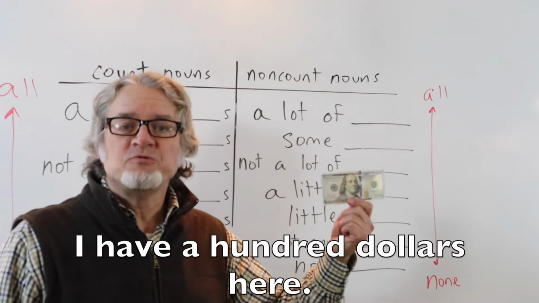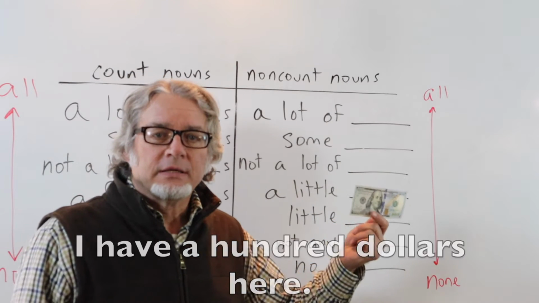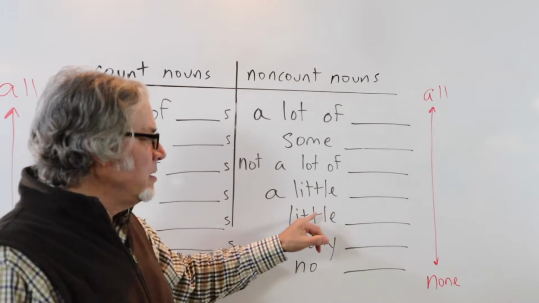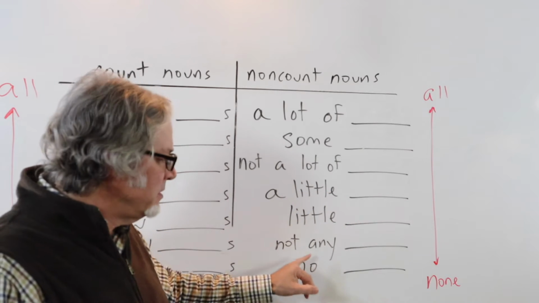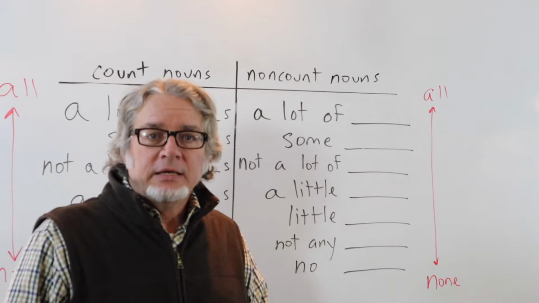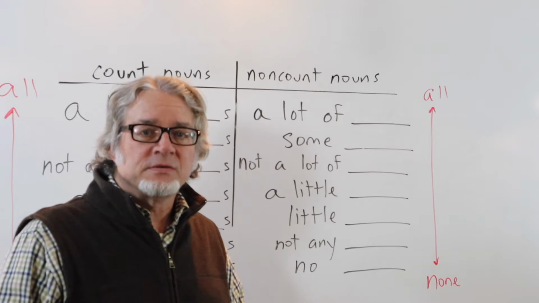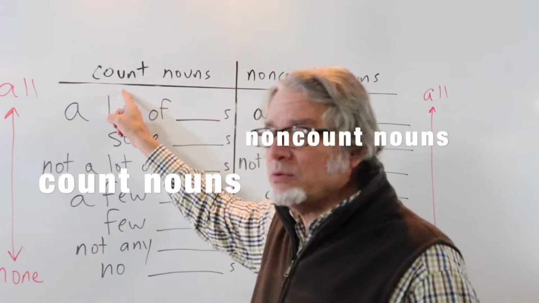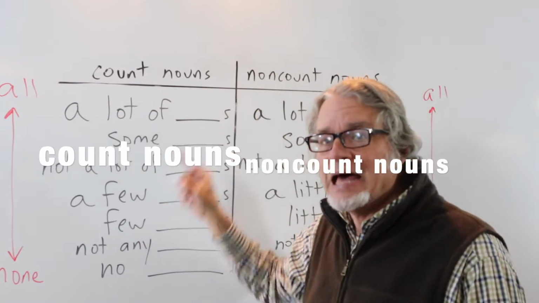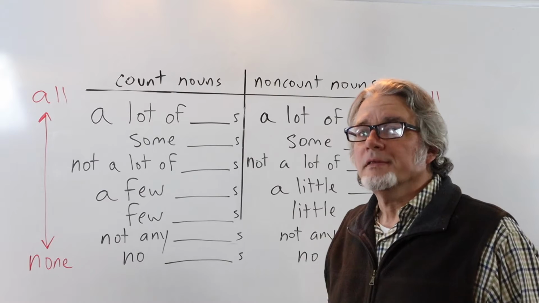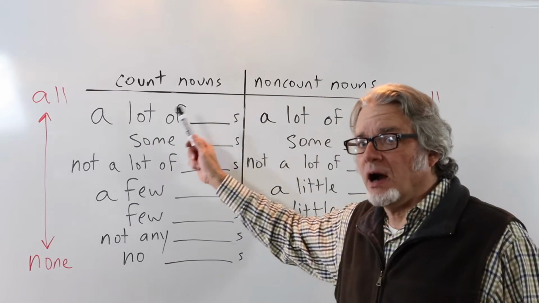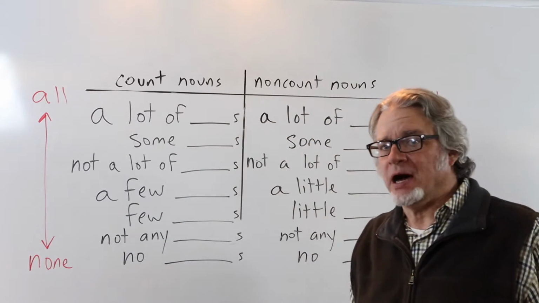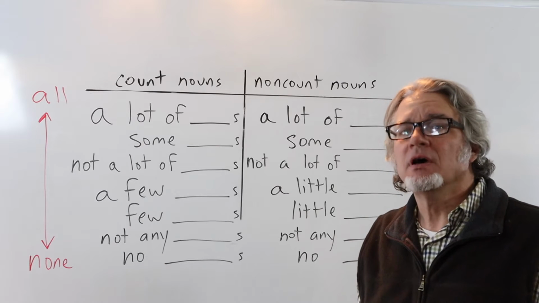I have $100 here. That sounds like a lot of money, but it could be some money or a little money or even no money. In this video, I'll show you the differences in talking about amounts using count nouns and non-count nouns. These words and phrases are used with count nouns and non-count nouns when talking about amounts.